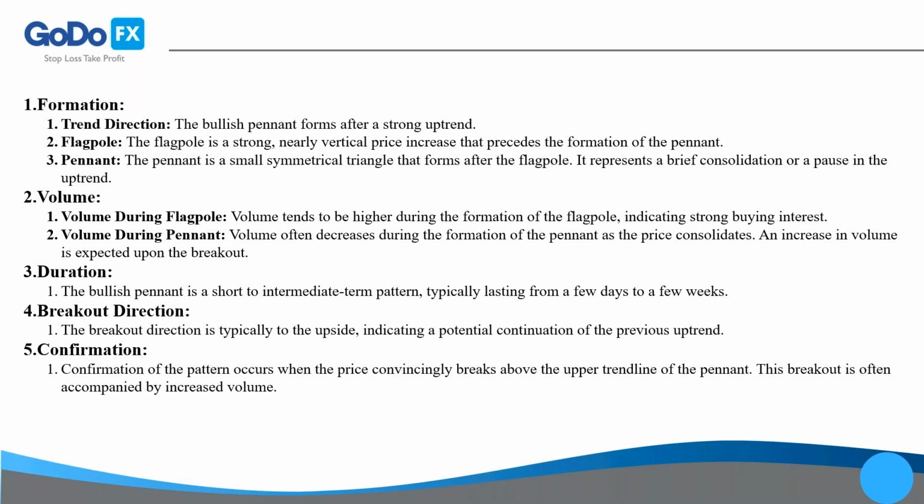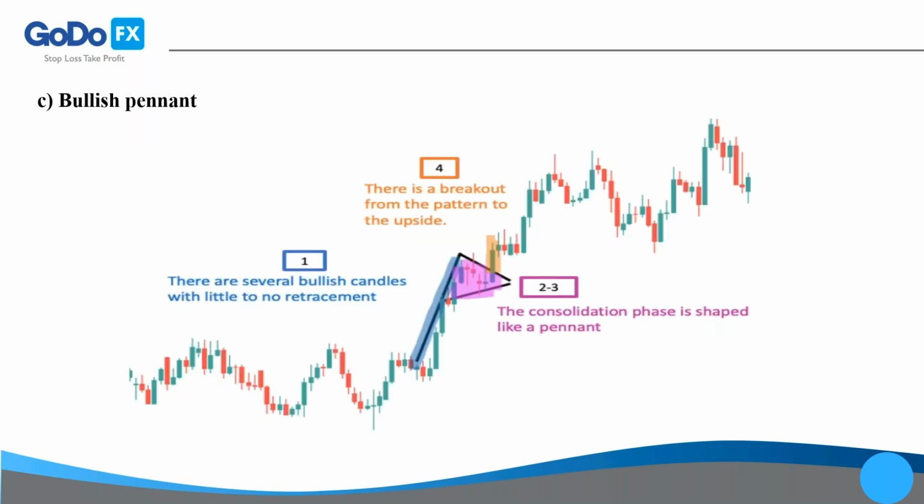So how are we going to confirm this pattern? The confirmation occurs when the price convincingly breaks above the upper trend line of the pennant, and this breakout is often accompanied by an increase in volume. So for each pattern, we're going to have an increase in volume to confirm it.